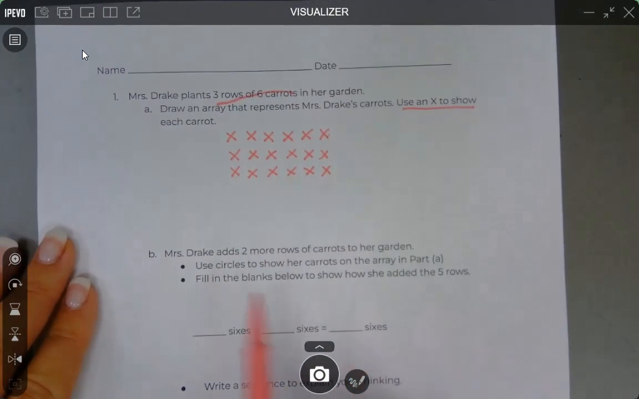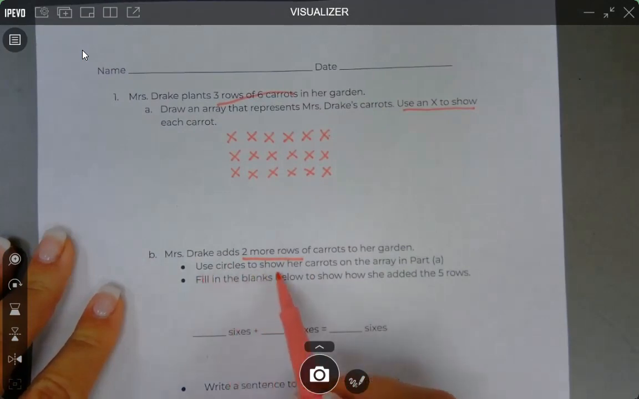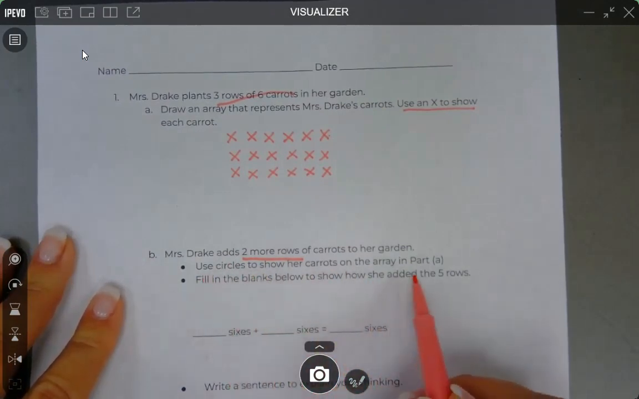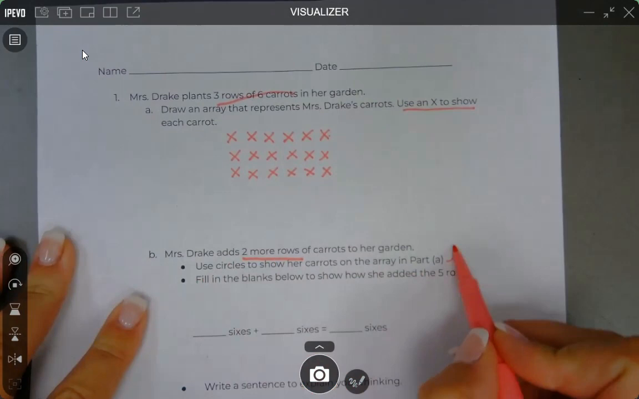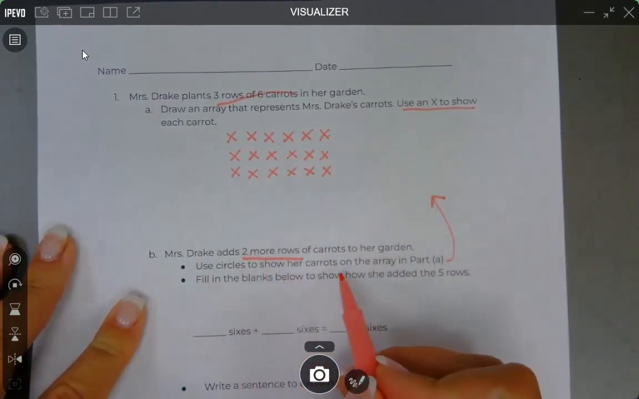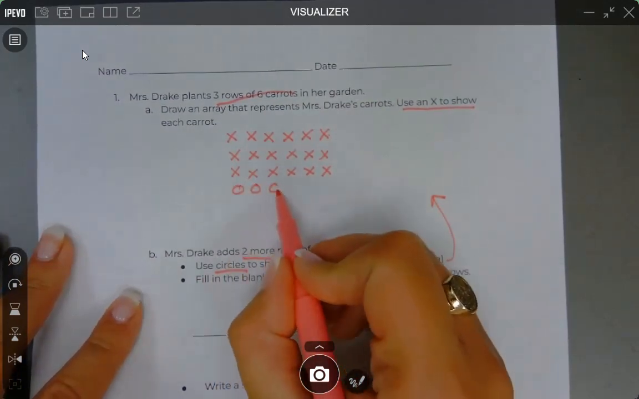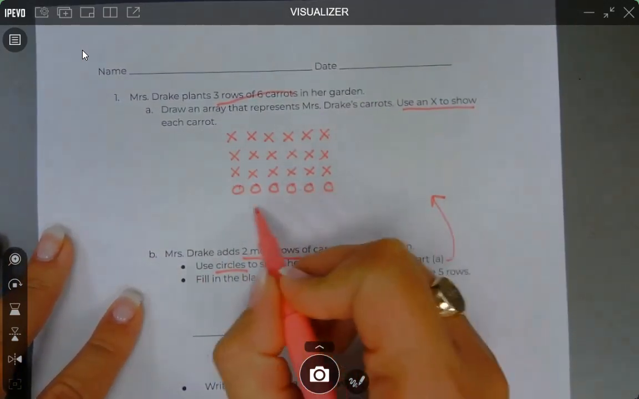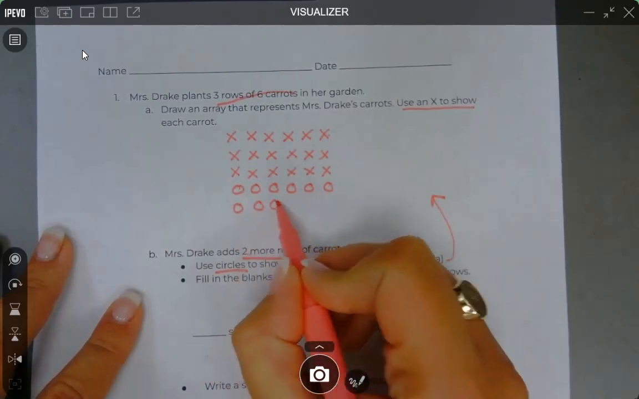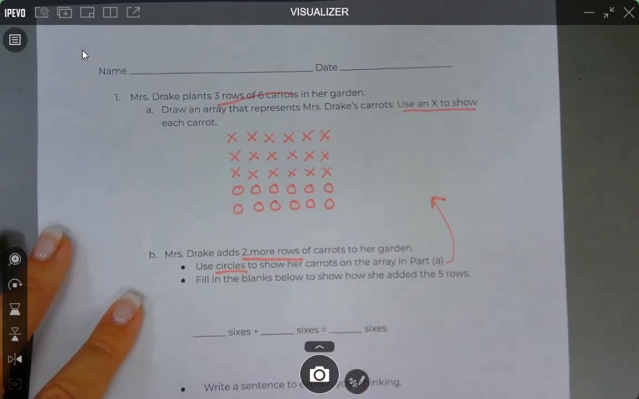Okay, letter B, it says, Miss Drake adds 2 more rows of carrots to her garden. This time, use circles to show her carrots on the array in part A. So I need to draw my part B up on part A, and I'm adding 2 more rows, but they want us to use circles. 1, 2, 3, 4, 5, 6. 1, 2, 3, 4, 5, 6. I added 2 rows of 6.